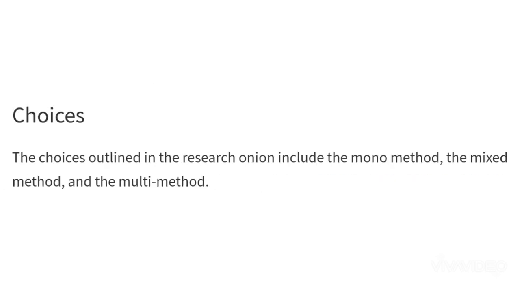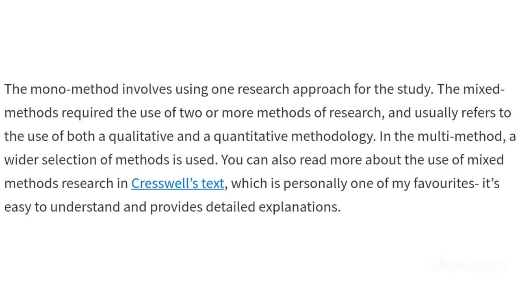Choices. The choices outlined in the research onion include the mono method, the mixed method, and the multi-method. The mono method involves using one research approach for the study. The mixed methods require the use of two or more methods of research and usually refers to the use of both a qualitative and a quantitative methodology. In the multi-method, a wider selection of methods is used.